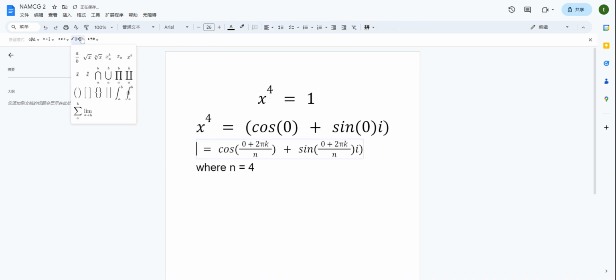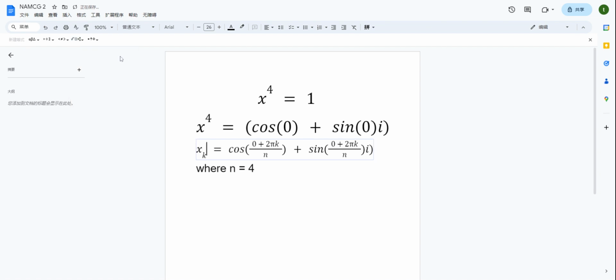So for example, in this case, it would be xk, where the first solution of x would have k equal to 1, the second solution of x would have k equal to 2, etc. Then what we could do is manually calculate k equal to 0, 1, 2, 3. xk is equal to cosine 0 plus sine 0 i. This is the first solution, which is equal to 1.